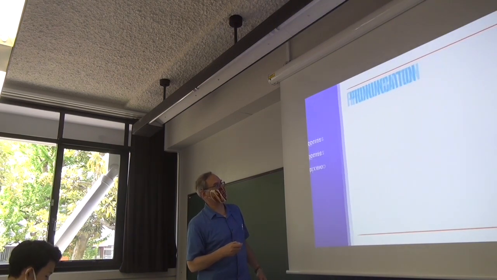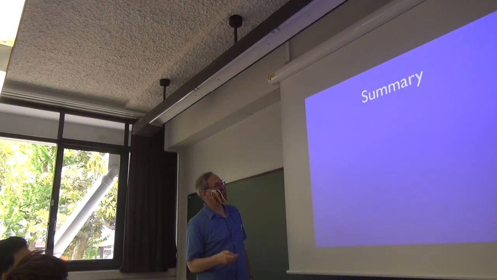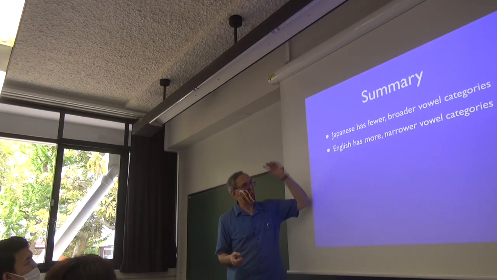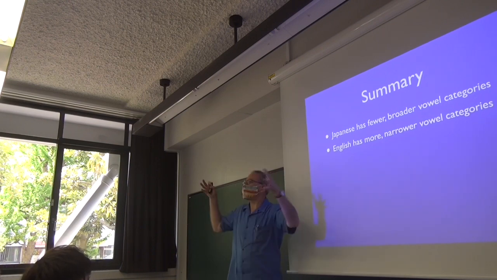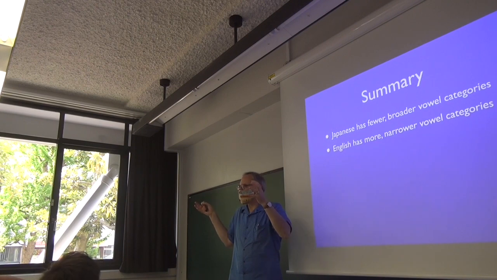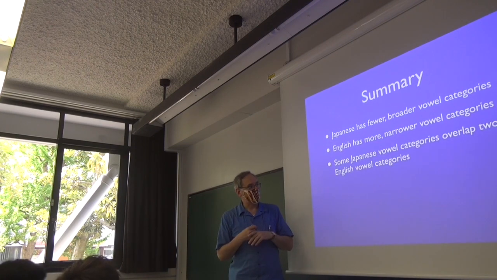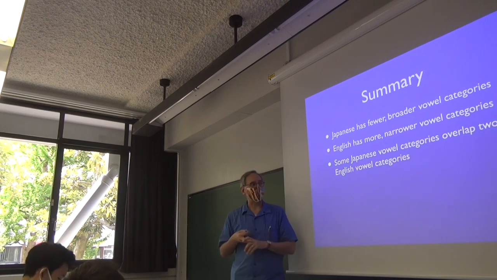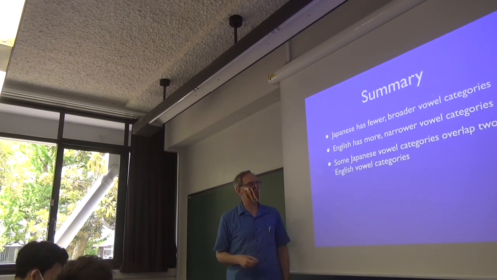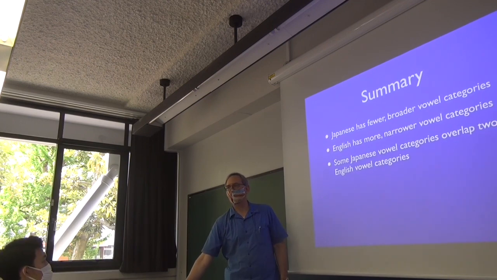The next, okay, there's just a quick summary. This just repeats what I've already said, so we'll finish there. Right, so we saw that Japanese has fewer, broader vowel categories, and English has a greater number of narrower vowel categories. And we've seen that some Japanese vowel categories overlap across 2 or more English vowel categories, which can be a source of difficulty.